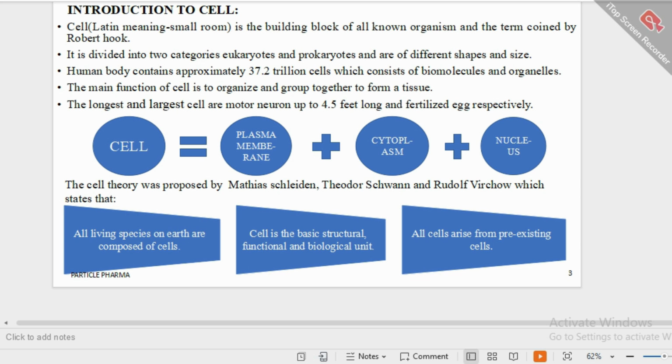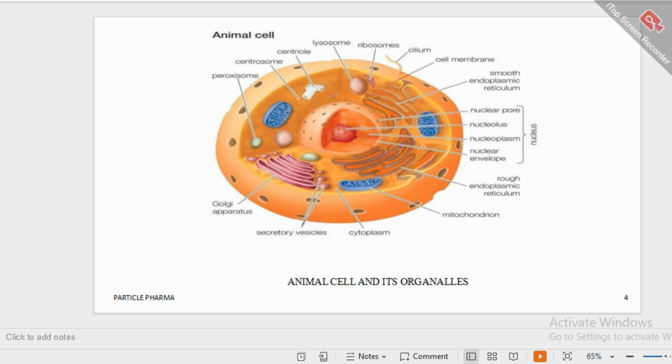Next is the cell picture. We will be checking what a cell contains. The cell is surrounded by the cell membrane, and the subcellular organelles such as ribosomes, lysosomes, centrosome, peroxisome, and the most important subcellular organelles, Golgi apparatus, secretory vesicles, mitochondria, endoplasmic reticulum, and nucleus, are suspended in the cytoplasm.